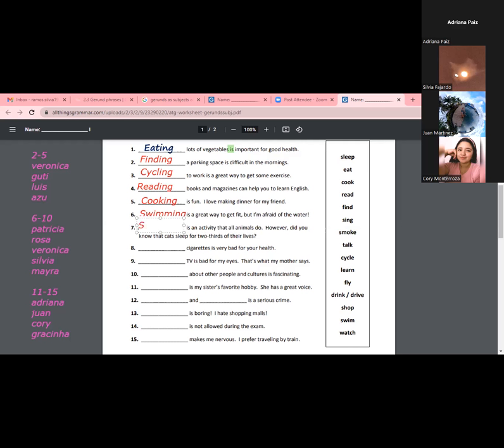Sleeping is an activity that all animals do. However, did you know that cats sleep for two thirds of their lives? Okay, two thirds of their lives. Repeat. Two thirds of their lives. Thank you so much.